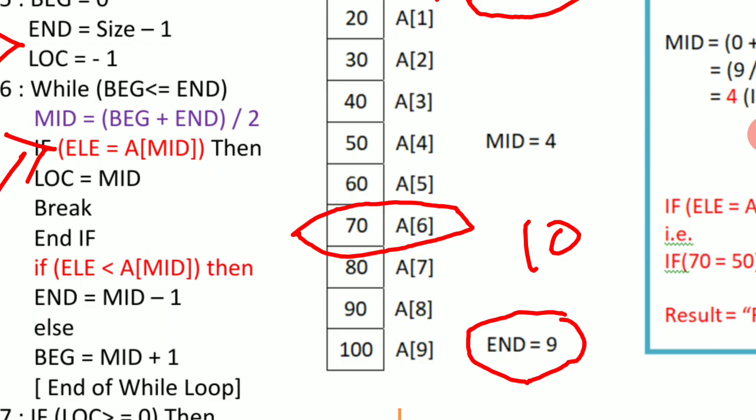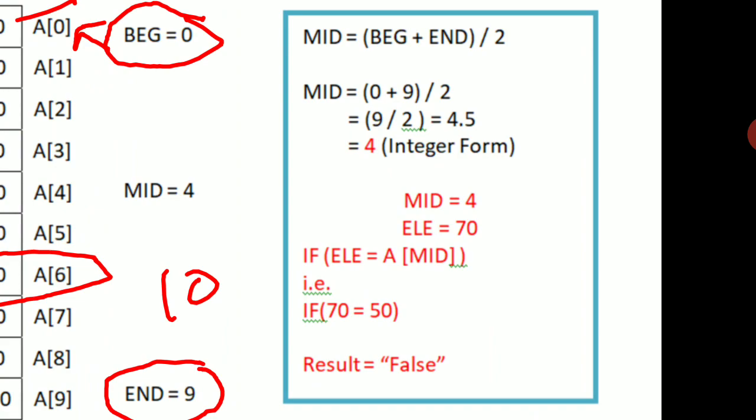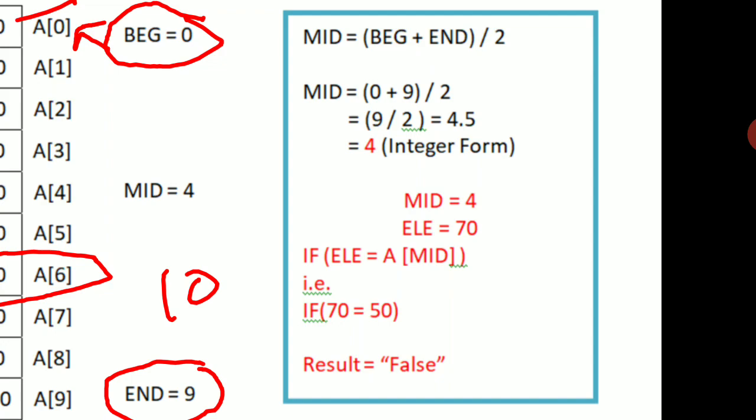In the loop, first what we are going to do is find the mid value. And how are we going to find the mid value? By a simple equation. We have given mid equal to beginning plus end divided by 2. Here I have given it clearly how we are going to find mid: beginning plus end divided by 2.